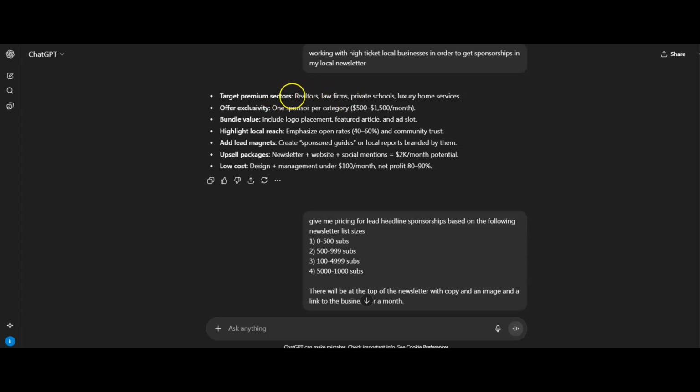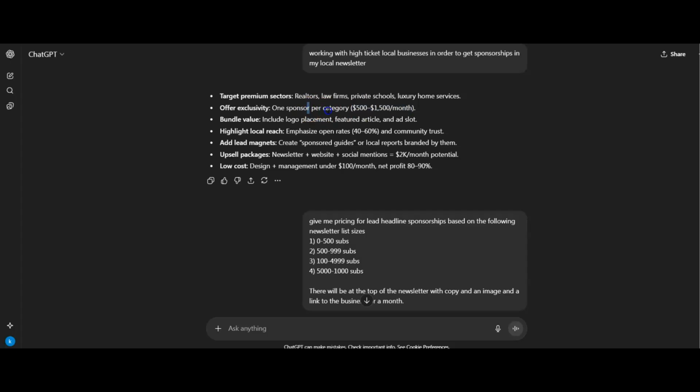But if you work with premium sectors like realtors, law firms, solicitors, private schools, roofers, or other luxury home services, people who are normally expecting to get $1,000 or $5,000 from one customer, then ask them to sponsor your newsletter for $500 or $1,500 a month, just to be that one sponsor for that one category.